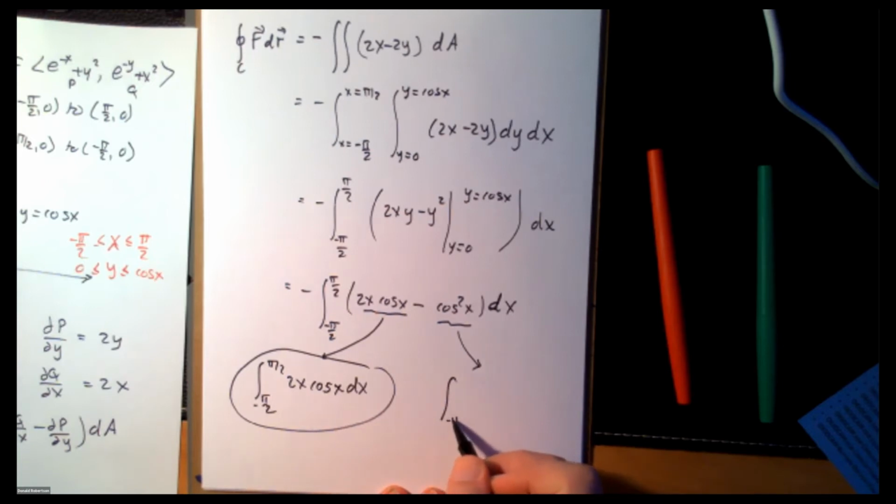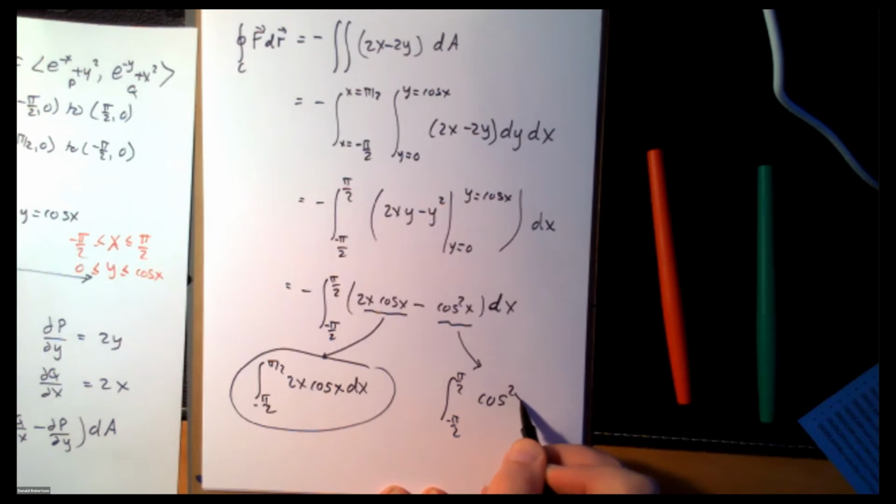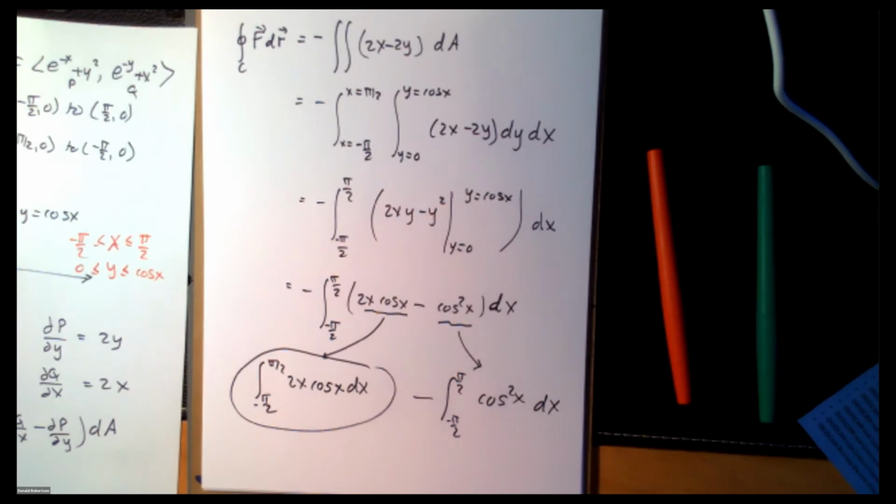Now, this piece. I guess you could stick a negative in there. Can't really integrate cos squared x. A u sub won't help you. Integration by parts won't help you. Trig identity will help you.